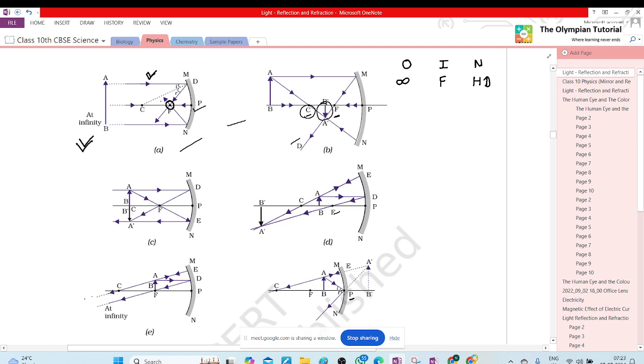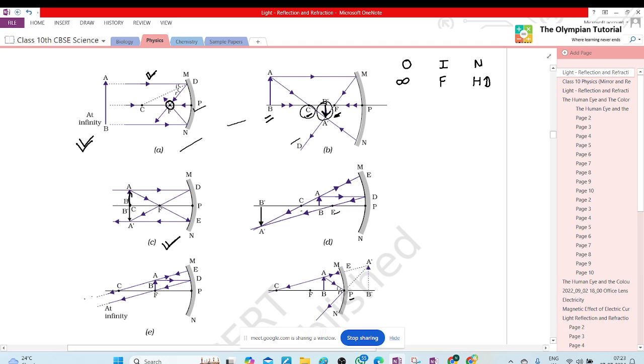Okay? For second one, when object is kept at infinity or beyond C, we can say, so image is formed between C and F. We can see it is diminished, real and inverted. If object is kept at center of curvature, image is formed at center of curvature but real and inverted, of the same size.